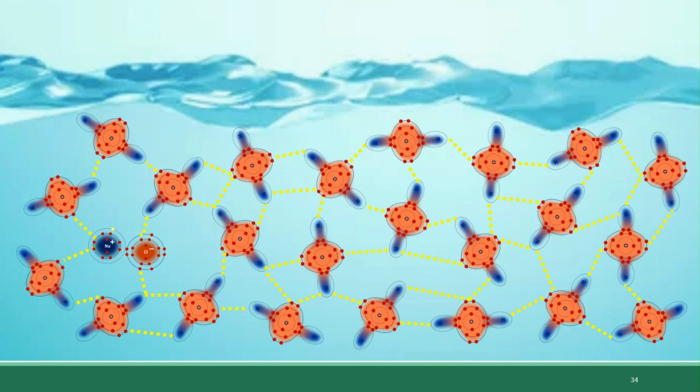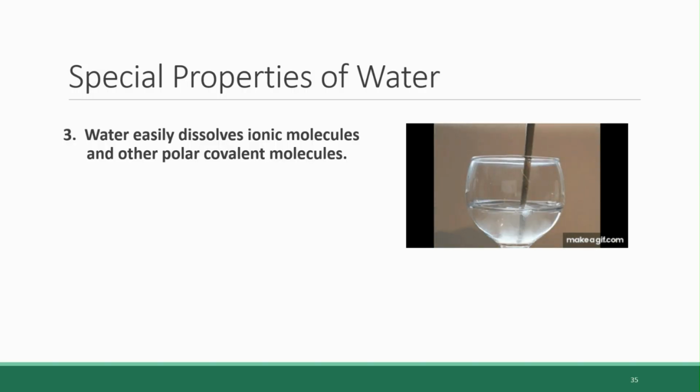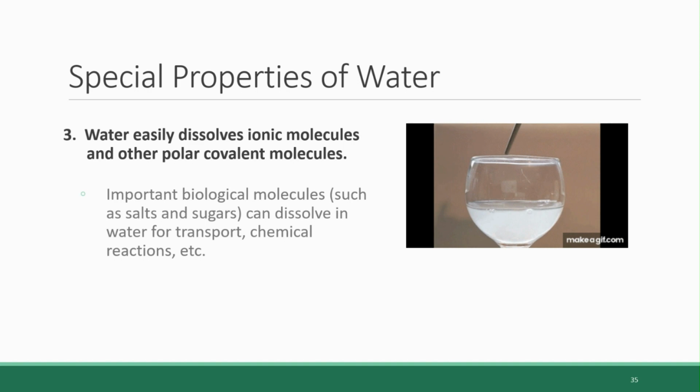Now, sodium chloride is an ionic molecule, but as I said, covalent molecules can do this too as long as they are polar, like water is. So, water can dissolve polar molecules and ionic molecules. And this is essential for living organisms because, as you know, living things are made primarily of water. And many of the important biological molecules that support our functions, like, for example, salts and sugars, need to be able to dissolve in water so that they can be transported throughout an organism, be involved in chemical reactions, or other activities.